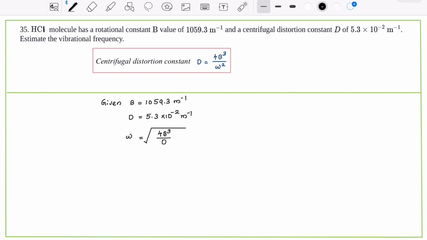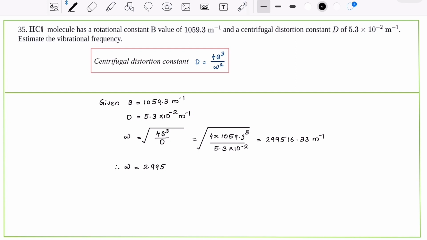Now let us substitute the value of B and D. ω is equal to the square root of 4 × 1059.3^3 divided by D, which is 5.3 × 10^-2, and that is equal to 299,516.33 meter inverse. Therefore, ω is equal to 2.995 × 10^5 meter inverse. Here the vibrational frequency is in wave number unit.